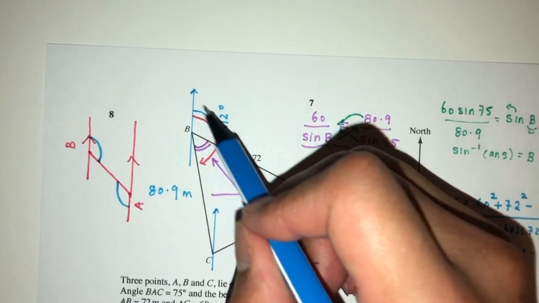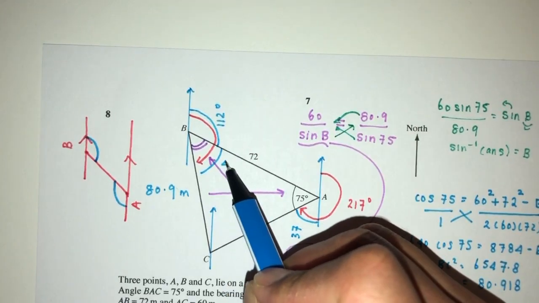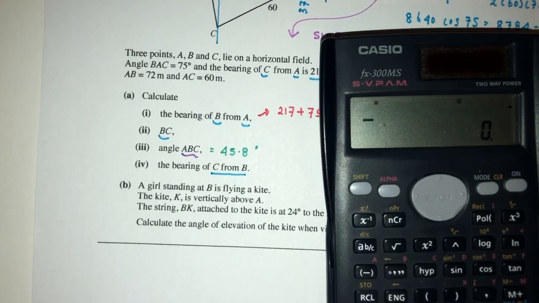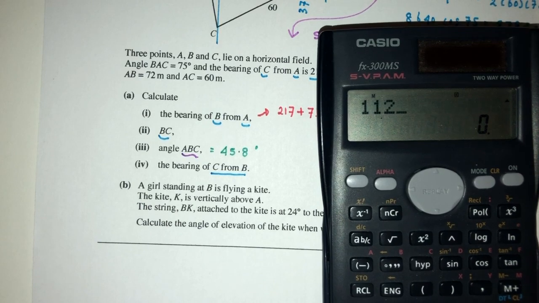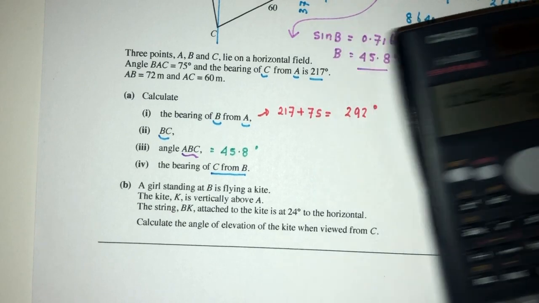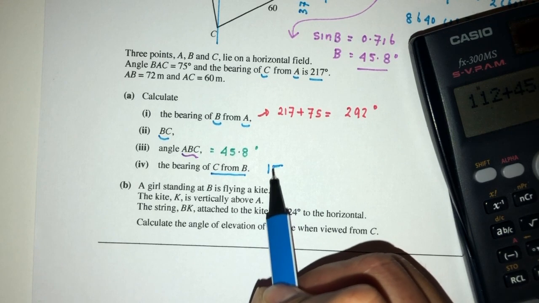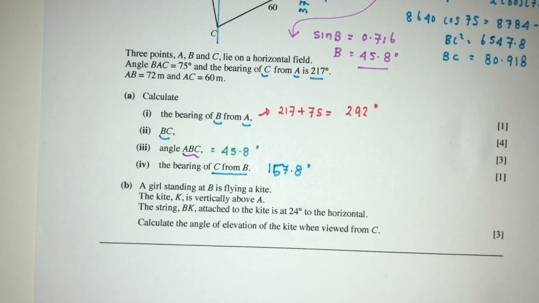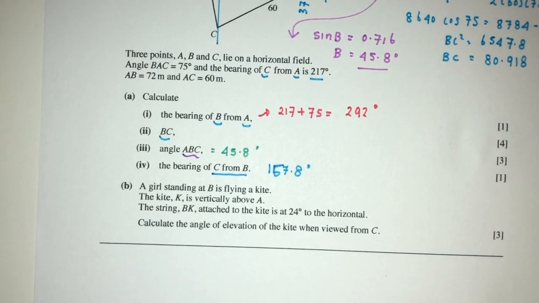Okay, now we can see if this is 112, this is 45.8, so we can find the angle pretty easily. 112 plus 45.8, that is 157.8 degrees. So you always provide degrees to one decimal place in terms of bearings as well, not 1SF, one decimal place for the values of degrees of bearing of C from B. Okay, so let's move on to part B of the question.